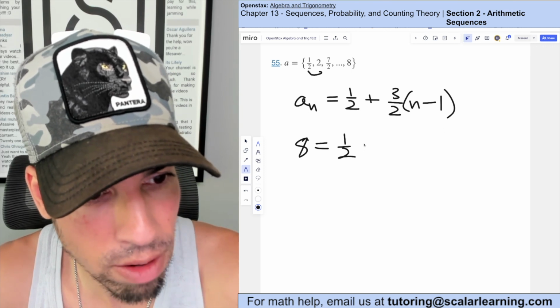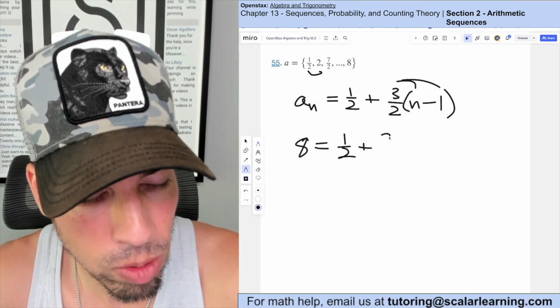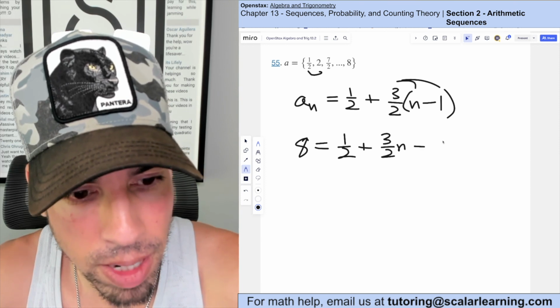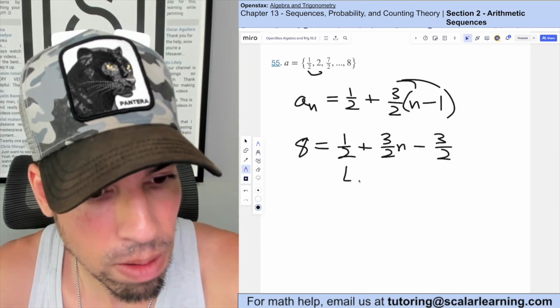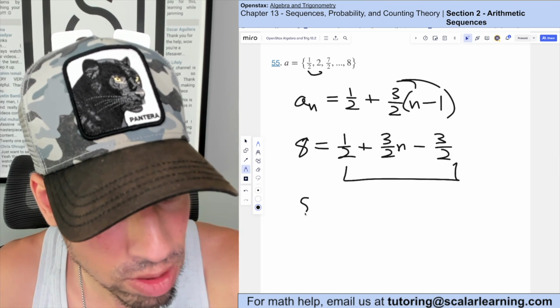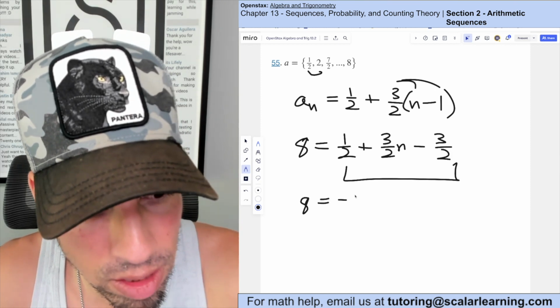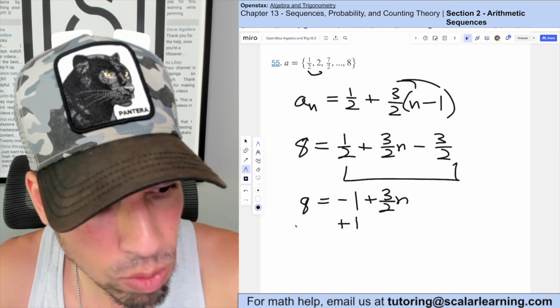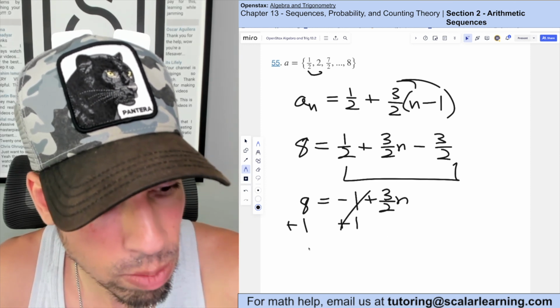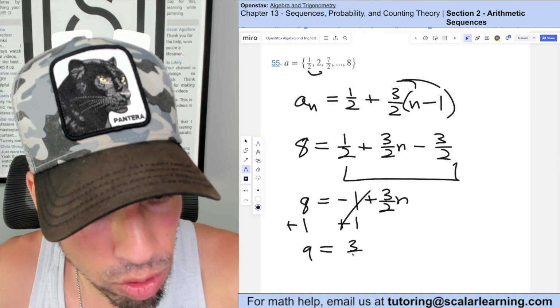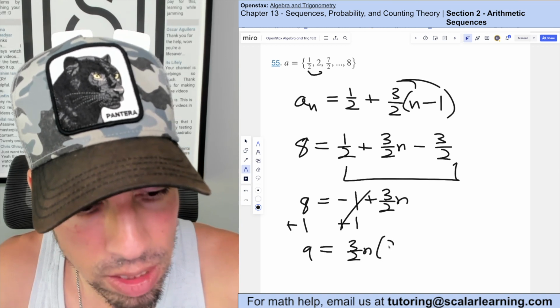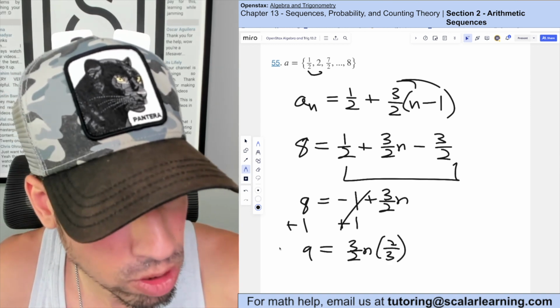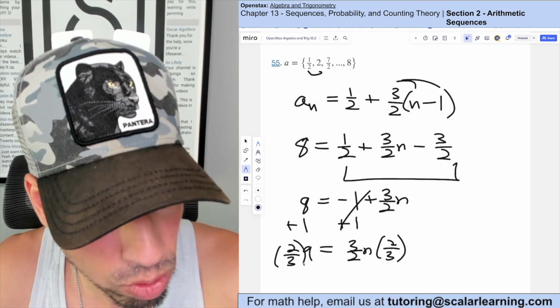So I got 1/2 plus, then we're going to distribute 3/2 n minus 3/2. Then we're going to combine these. 1/2 minus 3/2 is negative 1. So we got 8 is equal to negative 1 plus 3 over 2n. Now we're going to add 1 to both sides, and we've got 9 is equal to 3 over 2n. Last but not least, let's isolate n by multiplying by the reciprocal of 3/2, which is 2/3.